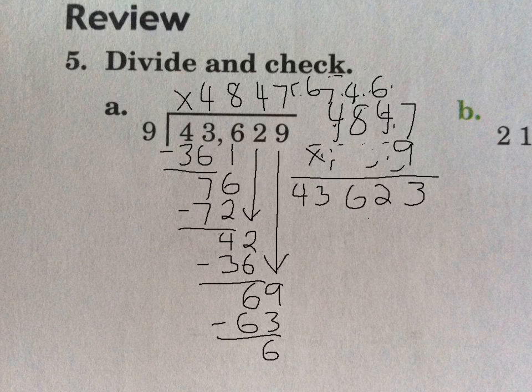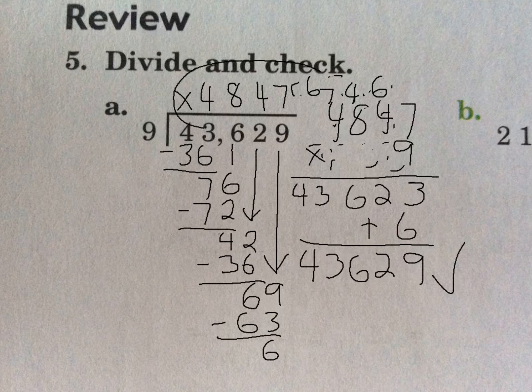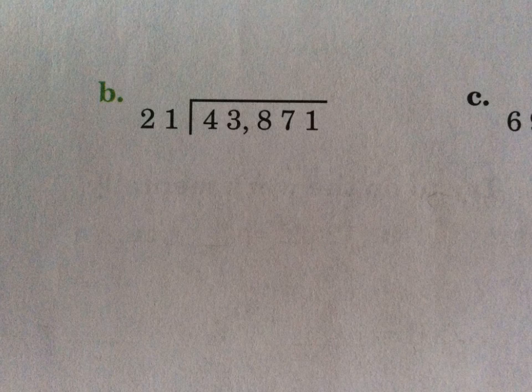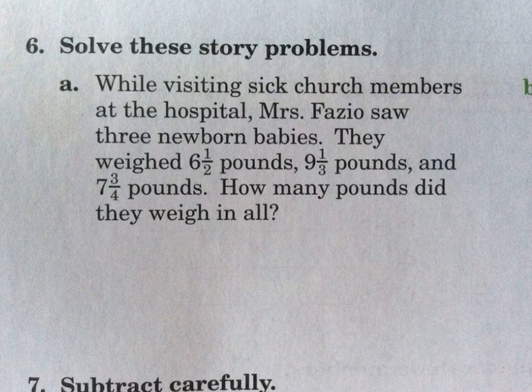We need to add our remainder of 6. 3 plus 6 is 9. And since this number is the same as that number, since these two numbers match, then it checks and our answer is correct. 4,847, remainder 6. Okay, I'll have you do those ones on your own. Story problem on the back side.